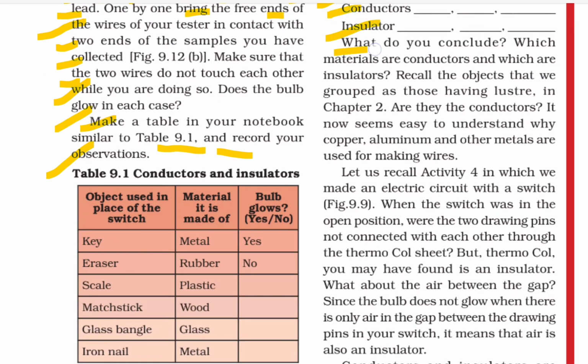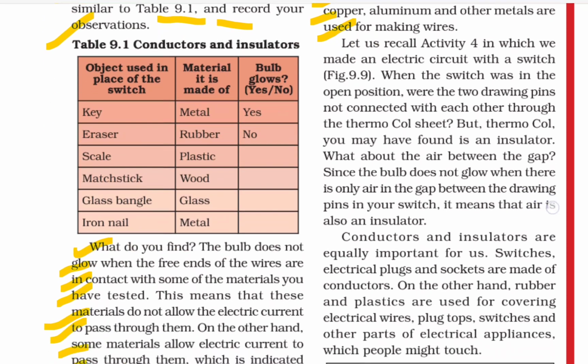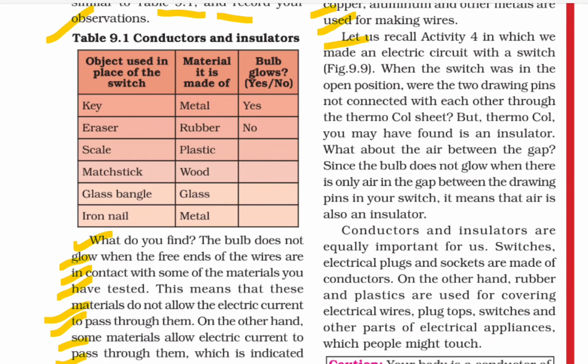Conductors and insulators. What do you conclude? Which materials are conductors and which are insulators? Recall the objects that we grouped as those having luster in chapter 2. Are they the conductors? It now seems easy to understand why copper, aluminium and other metals are used for making wires. Let us recall activity 4, in which we made an electric circuit with a switch.